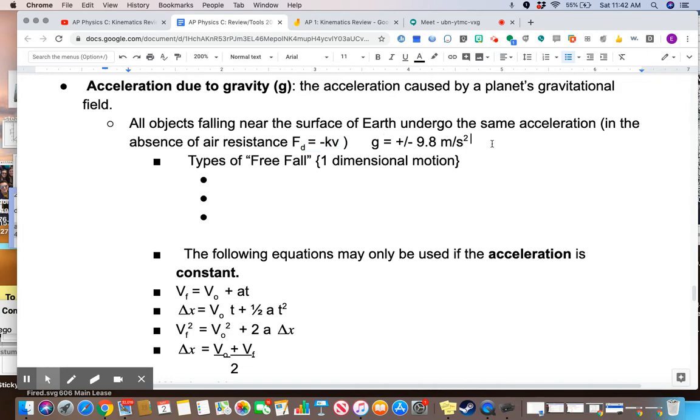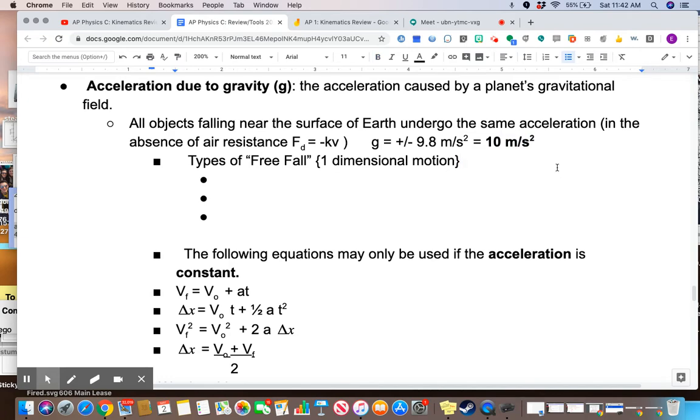Okay, so g, all objects accelerate at a constant rate of 9.8 meters per second squared. On the AP exam, they tell you to use 10. So they tell you to forgo the actual value and its significance and use 10 on the AP exam. Okay, and that will make your calculations a little bit easier.